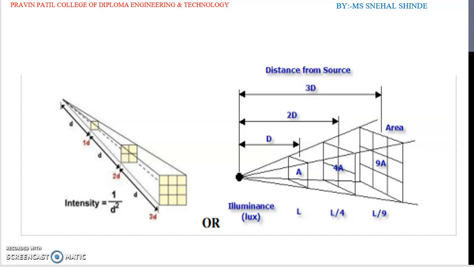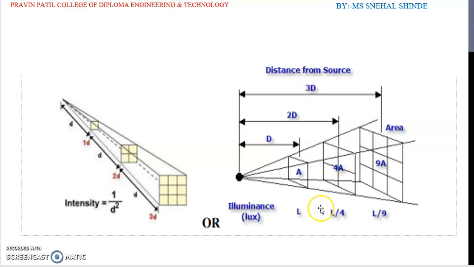Similarly, in this figure, this is the point source, this is the plane, 3 planes are given. Here is the distance d, again from here distance d, and between these 2 planes distance is d. From here 1d, 2d and 3d. So intensity is calculated as 1 divided by d square, that is the distance square.